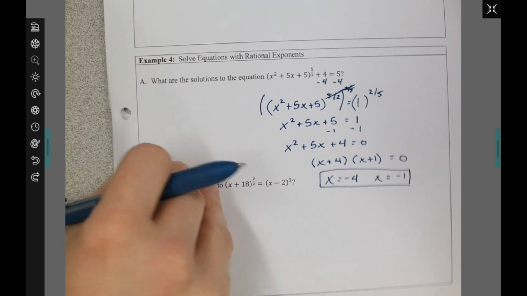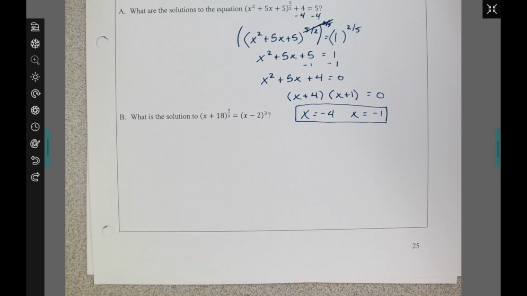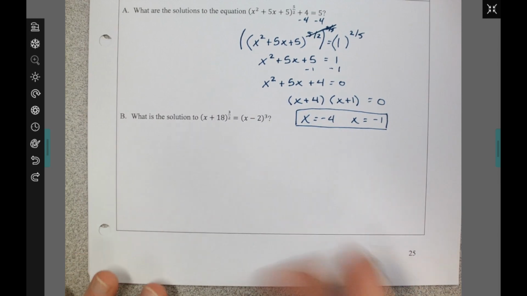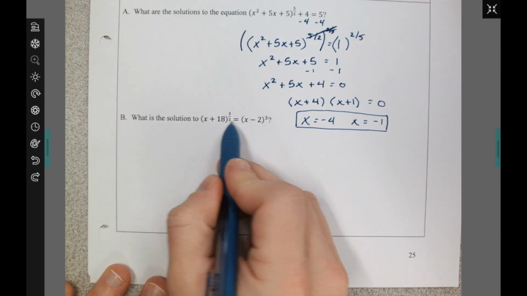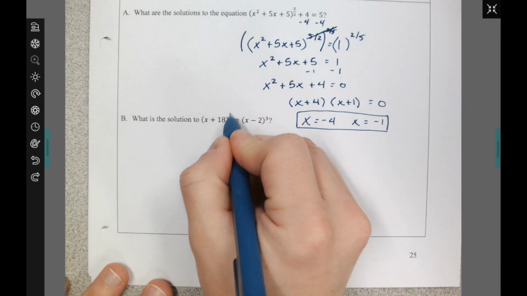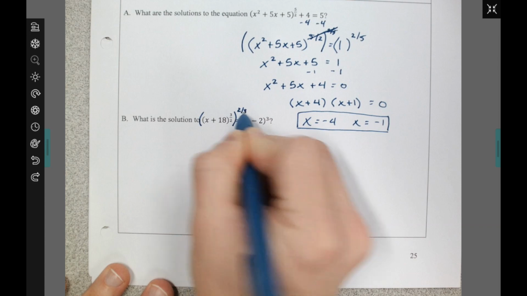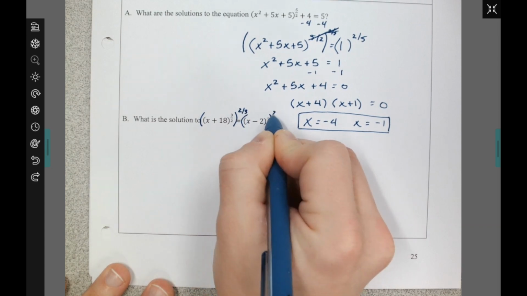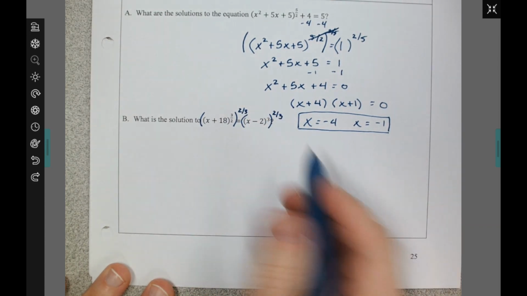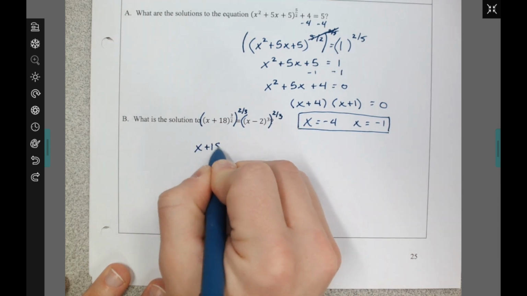For example 4, the last example, it looks the trickiest, but it actually isn't the end of the world. On each side, the rational exponents are by themselves. There's nothing outside the parentheses, so we can attack it. I like to get rid of the fraction. The way we get rid of the fraction is just flipping it and raising both sides to it. So I'm raising both sides to the 2/3 power. The left-hand side's gone. I'm just left with x plus 18.